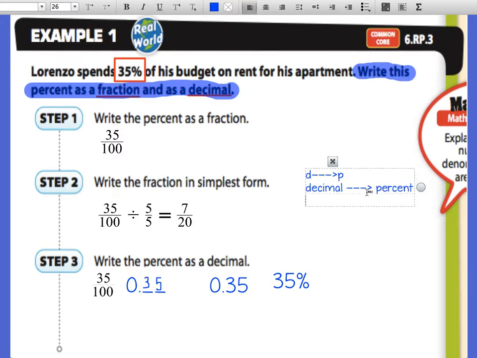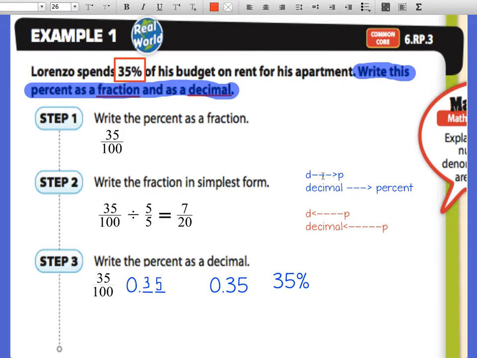However, if I go from P to D in the alphabet, so if I'm going the other way, I have to go to the left. If I start at P and I work my way to D, I have to go to the left because I'm going backwards. So what that tells me is if I have a percent and I want to change it to a decimal, I need to move my decimal 2 places to the left. And it's always 2 places. So the arrow tells you which direction to move your decimal.